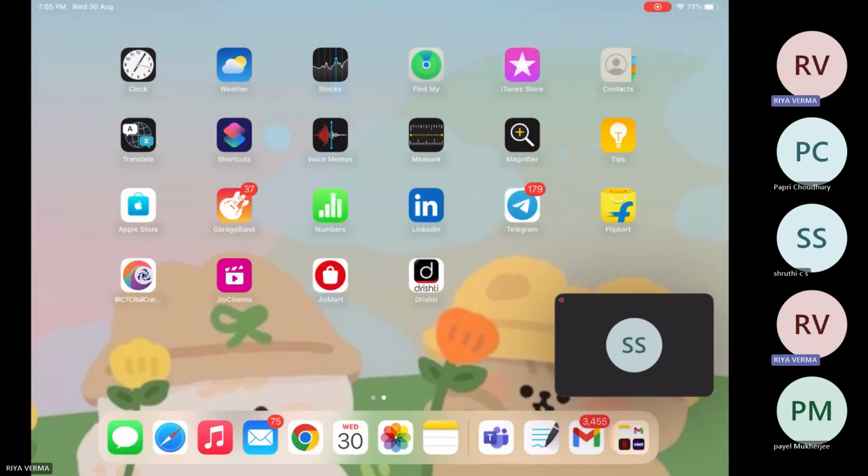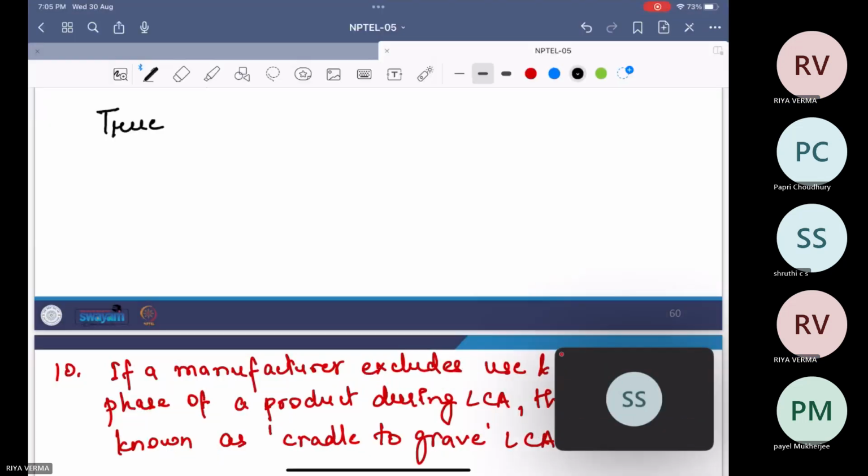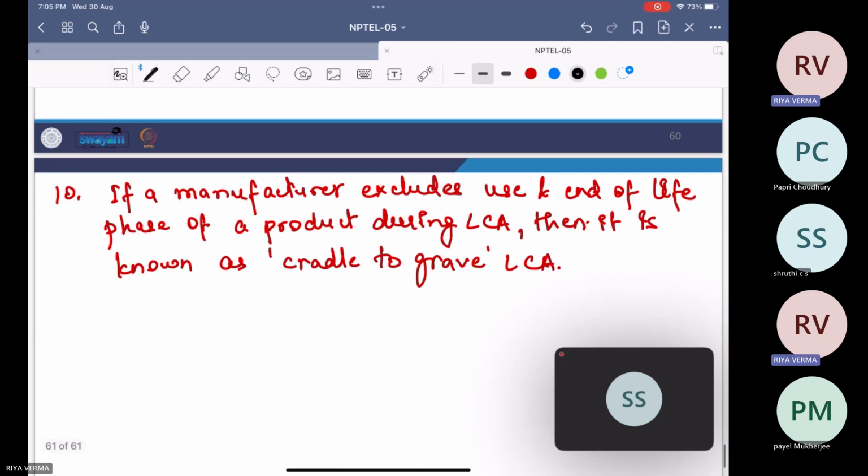Next up, we have: if a manufacturer excludes use and end of life phase of a product during the LCA, then it is known as cradle to grave LCA. If the end of life and use phase, the last two phases, are excluded, then that LCA is known as cradle to grave or cradle to gate? What is it called?